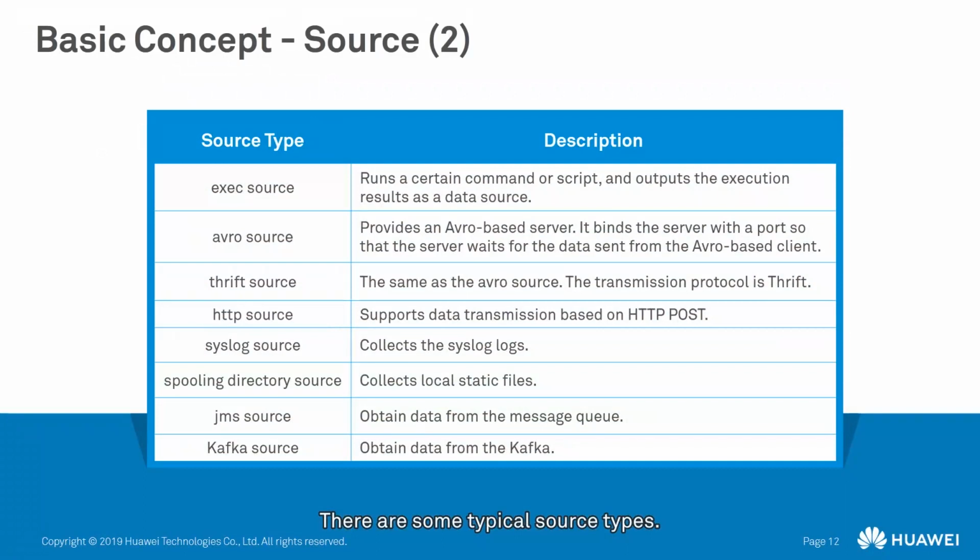There are some typical source types. Syslog is a source that is integrated with the system. It reads syslog data and generates Flume events. There are two types of syslog source. The UDP source treats an entire message as a single event, and the TCP source creates a new event for each string of characters separated by a new line.